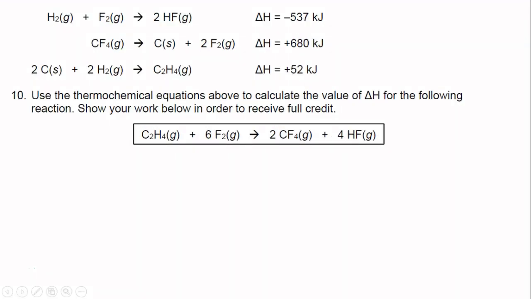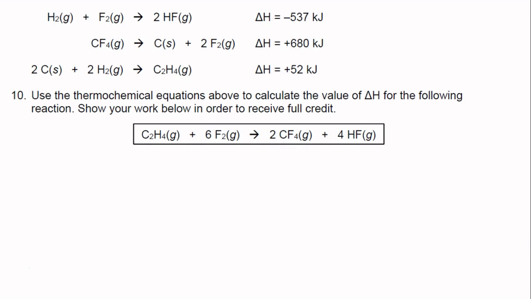Okay, let's take a look at number 10. This is a Hess's law problem. We are given 3 different thermochemical equations, and what we need to do in this problem is to combine these 3 equations in a special way so that when we add them together they will equal the target equation that is listed in the box.